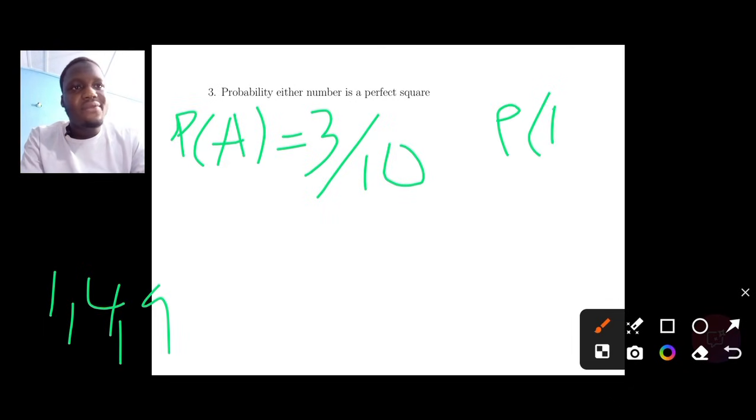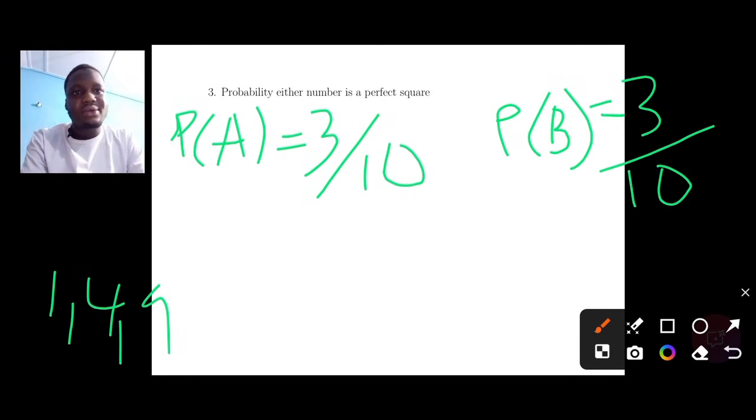Now, the probability that the second selection is also a perfect square. There are still 10 numbers there, because whatever we pick, we put it back for the second selection. So the first one and the second one are almost the same. So for the second one too, the probability that we get it is 3/10, because there are still 3 perfect squares with a total of 10.